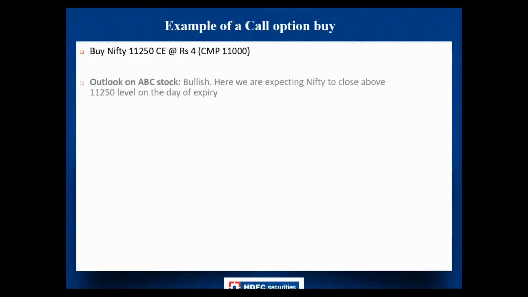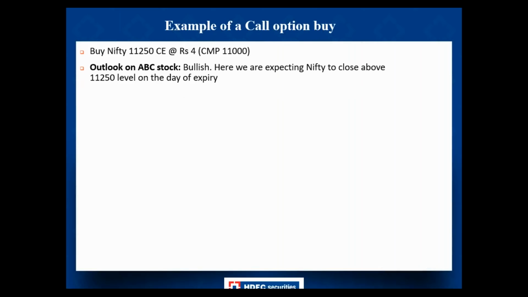Moving on, we'll quickly understand, with examples, how a call option buy and a call option sell work. Supposedly, a hypothetical example, you're bullish on Nifty, and the current price of Nifty is 11,000. So you're buying a call option of Nifty with a strike of 11,250, and the premium that you are paying for this strike is 4 rupees. Your outlook is moderately bullish, you're quite bullish, and you're expecting that Nifty must close above 11,250 on the day of expiry at least. How would you calculate your break-even point?